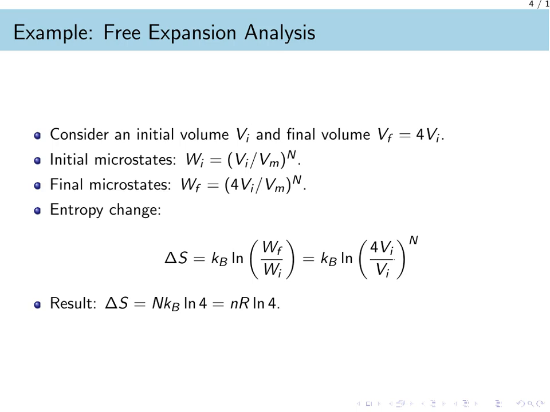Let us apply this to an example of free expansion, where a gas moves from an initial volume to a final volume that is 4 times larger. Initially, the microstates are determined by the starting volume. After expansion, the final number of microstates increases because the volume has quadrupled. To find the change in entropy, we take Boltzmann's constant times the natural logarithm of the ratio of final to initial microstates. This simplifies to the number of molecules times Boltzmann's constant times the natural logarithm of 4, which is also equivalent to the number of moles times the ideal gas constant times the natural logarithm of 4.